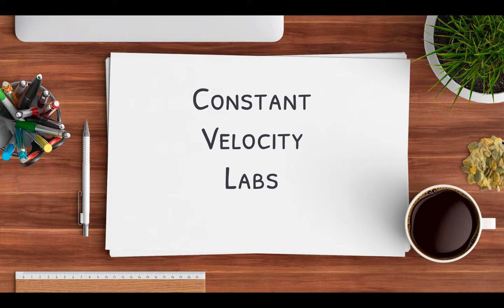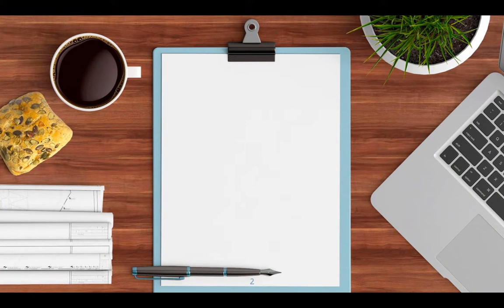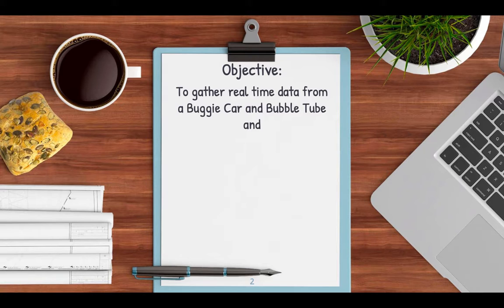Okay, so these are the constant velocity labs, and you're actually going to do two labs today. First, your objective is to gather real-time data from a buggy car and a bubble tube. This is in the instructions of 1.1b, but you're going to make a data table. That's going to be the data you actually gather today. Then you're going to graph that data digitally in Google Sheets.